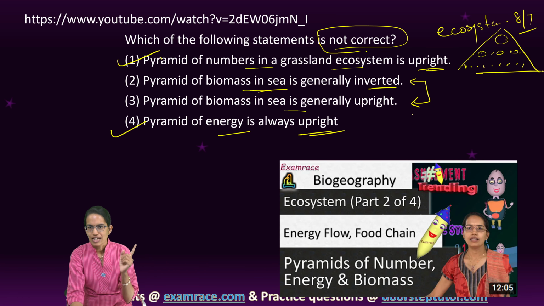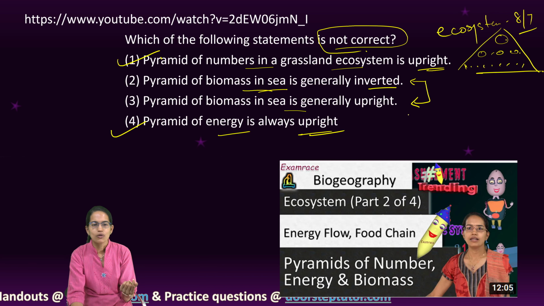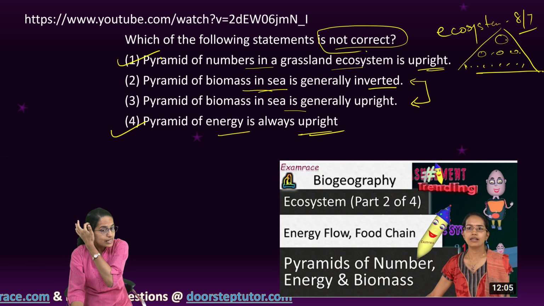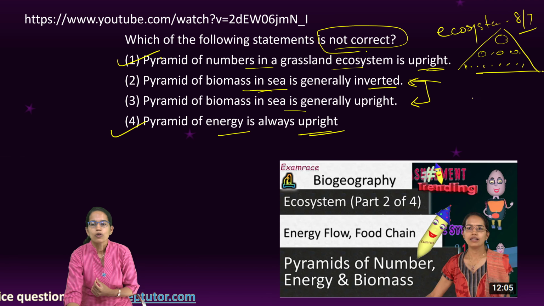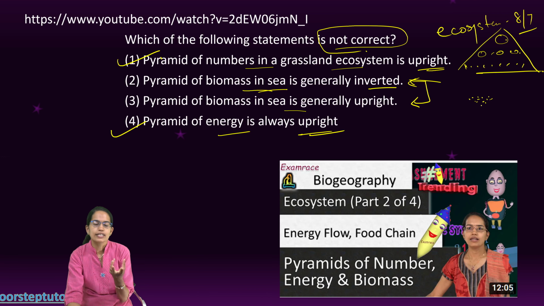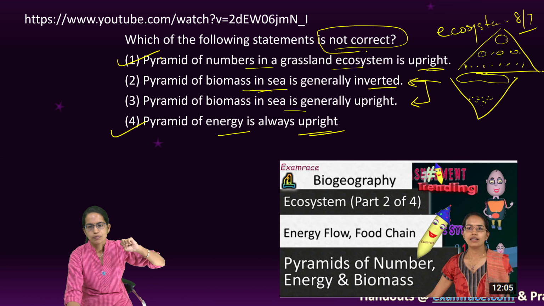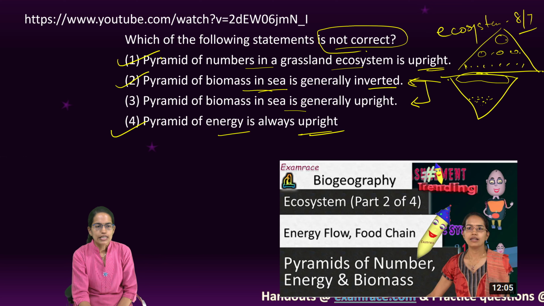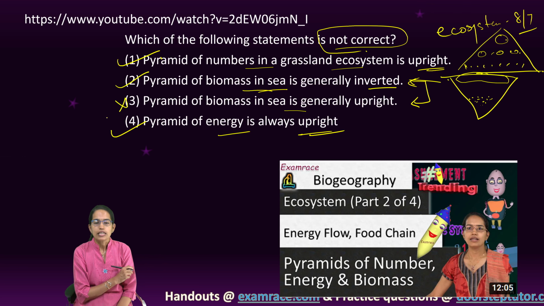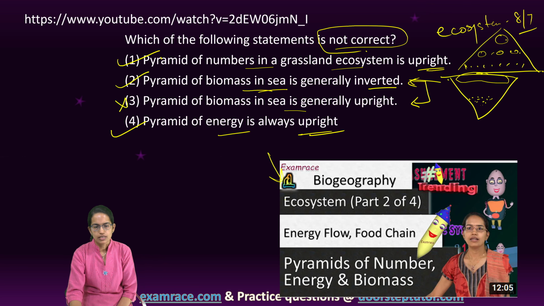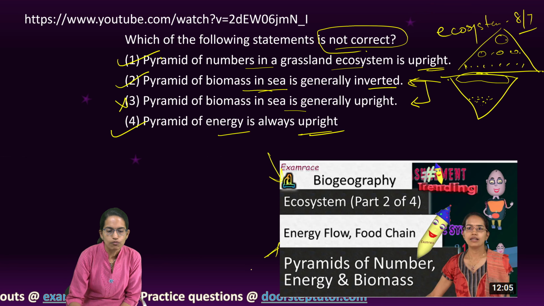So definitely either 2 is wrong or 3 is wrong, but we know the biomass in the sea is inverted. Why? Because you have lots and lots of fish but their weight is very less. As we move to the top hierarchy, whale, the weight becomes very high, so this pyramid gets inverted. So second is the right option, third is the incorrect option, and this we have discussed in our class in detail on the following link.